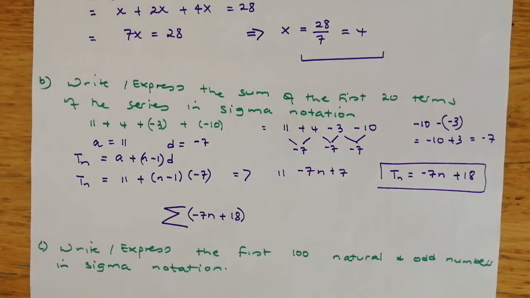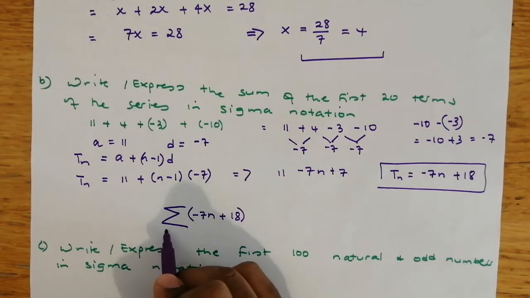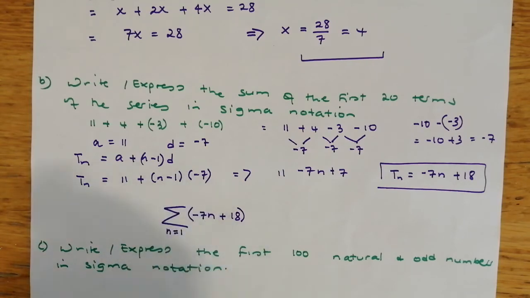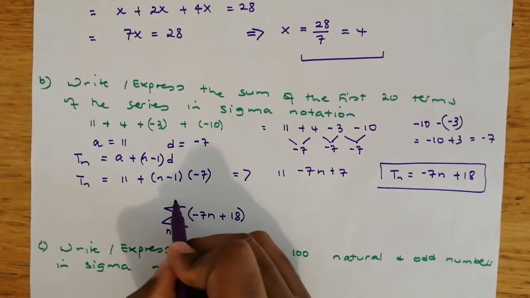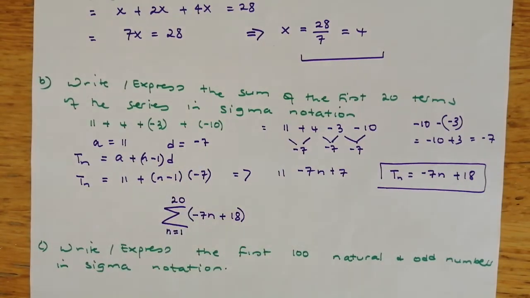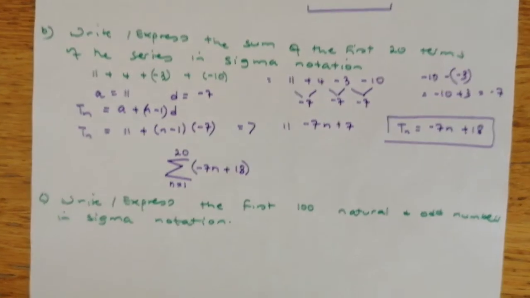They say the first 20 terms, so we start from the first term. The lower bound will be n equals 1 until 20. So this is how you express this.